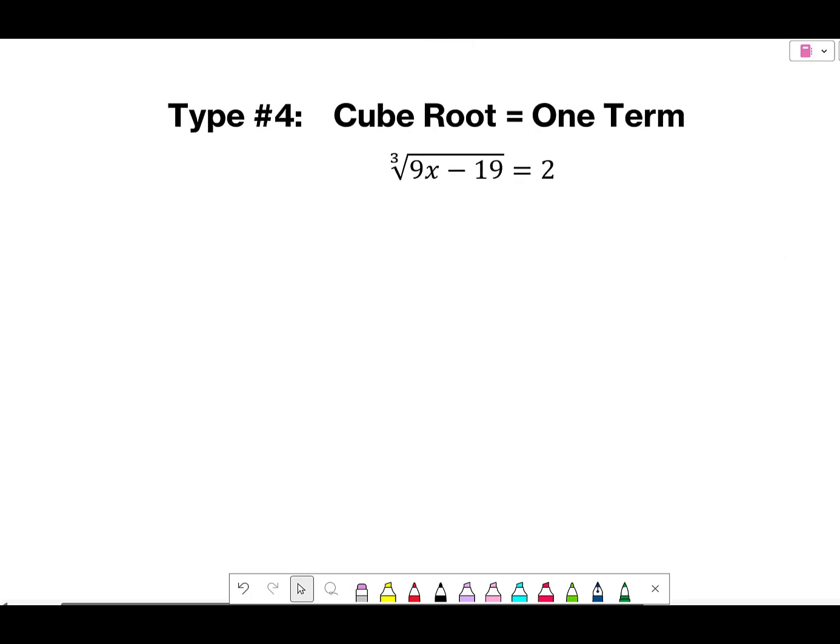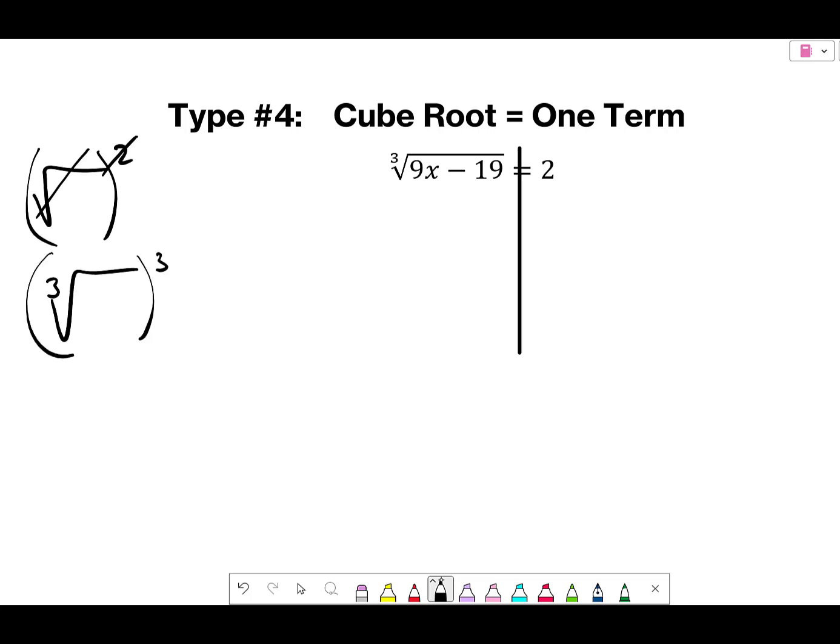The last type of problem is when we have a cube root. Some people forgot that to eliminate a cube root, you have to cube it. So on the left, I'm going to review. If we're trying to get rid of a square root, we square it, it cancels. If we're trying to get rid of a cube root, we cube it, it cancels. So we're going to cube both sides. The cube root and the cube cancel. We have 9x minus 19 left over.